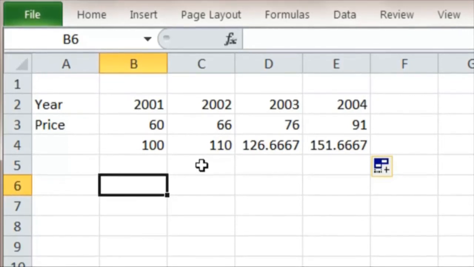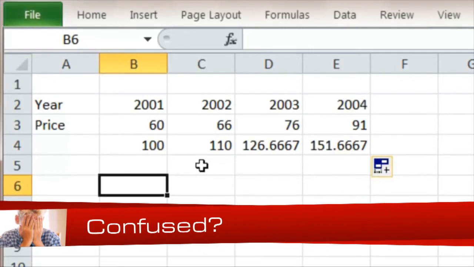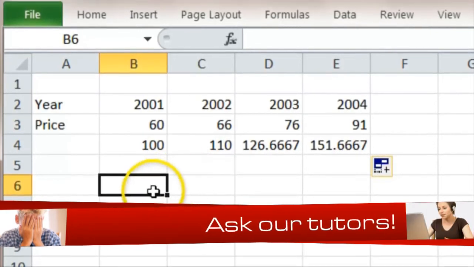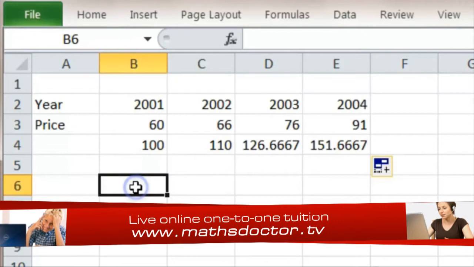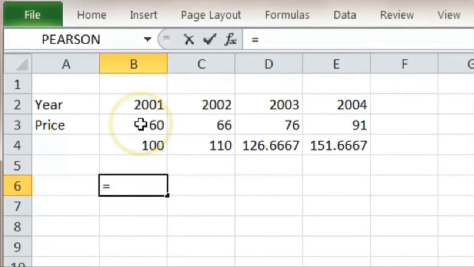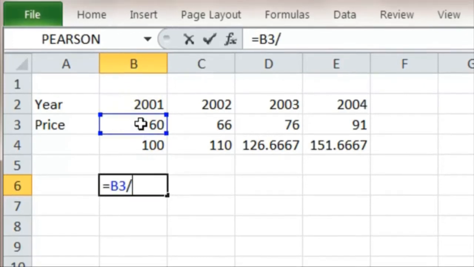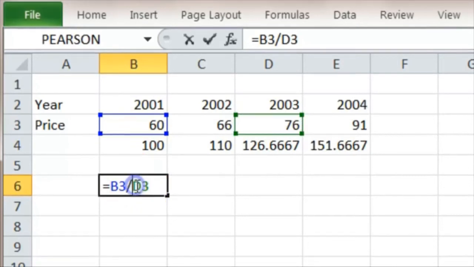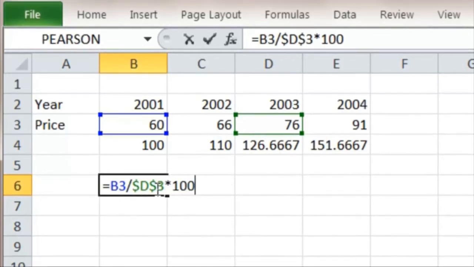We might want to do a bit different base year. We might want to take 2003 as the base year. So if we do that, we can start here. Again, we have an equal sign for a formula. We divide our actual price by our base year price, but then we must keep that fixed when we do our divisions, when we drag our formula. So we need dollar signs. That means we'll always be dividing by 76 even when we move the formula along. And again we want to multiply by 100.